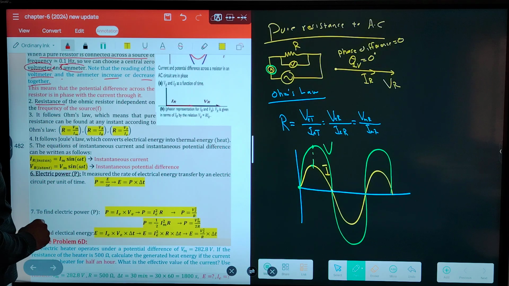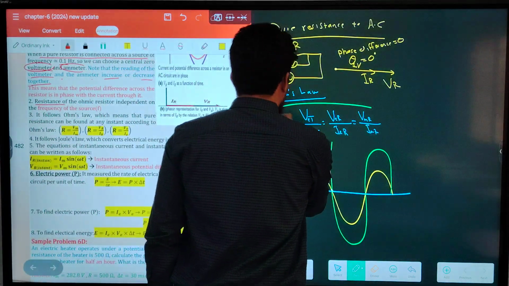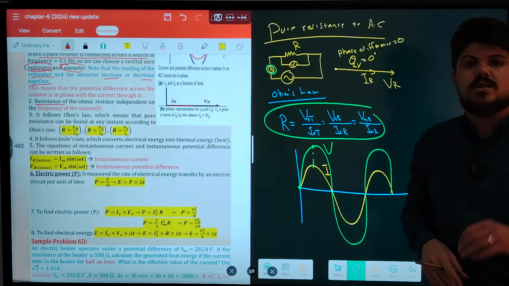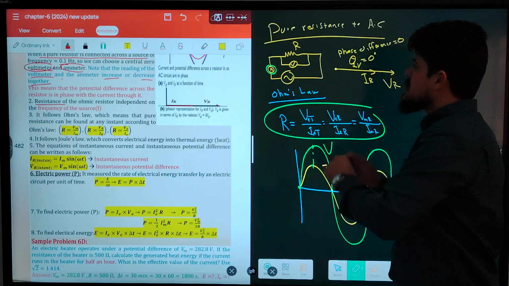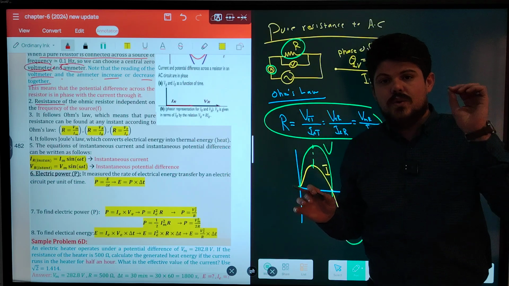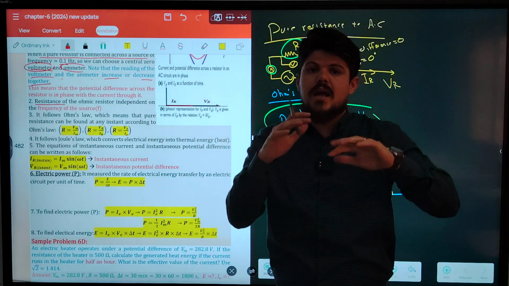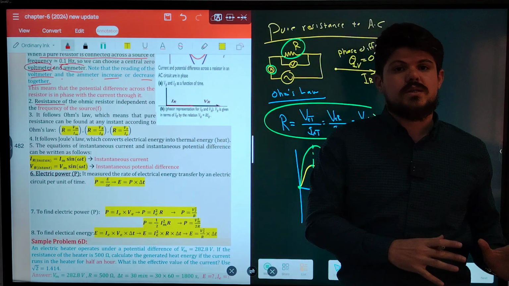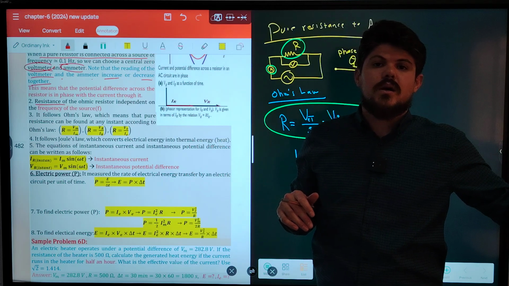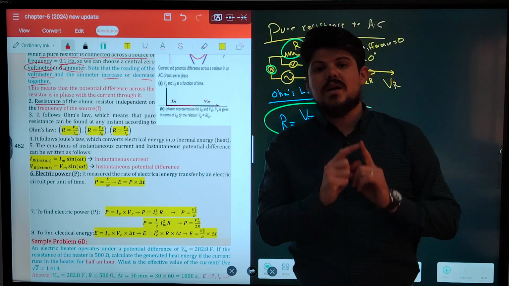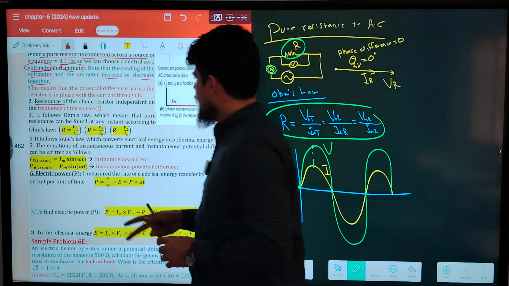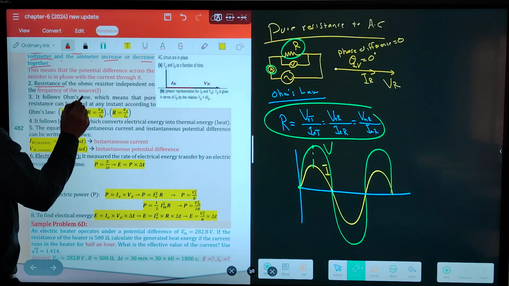The resistance of the ohmic resistor is independent of the frequency. Guys, resistance in pure resistance AC circuits does not depend on frequency. Why? Because resistance can work with both types of source, AC source and DC source, okay? In a DC source, we don't have frequency; the frequency is zero, but resistance can work with the DC source also. So that is why the resistance does not depend on the frequency of the source.